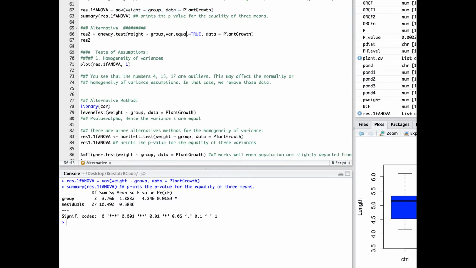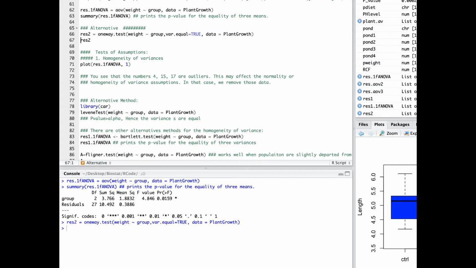methods. So you see that if I run this and then print the result, I get the p-value exactly the same as what I got here, right? And then F, the test statistic, is 4.8461. Degrees of freedom of the numerator is 2, degrees of freedom of the denominator is 27. Exactly the same thing, but it doesn't report the sum of squares and mean square. Okay, so the mean square is within group and between group mean square. So S square B is this over that, right?